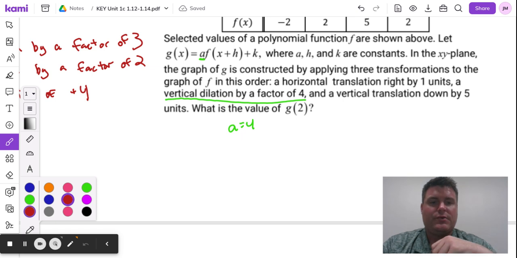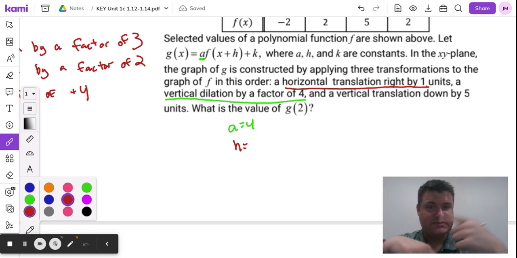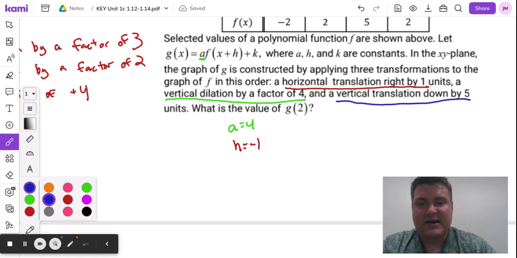h is going to be our horizontal translation. So horizontal is right there. So it's going to be my h. It says right 1. Input opposite. So this is going to be -1. And then let's look at the last one, which is k, which is a vertical translation down by 5. So k is -5.